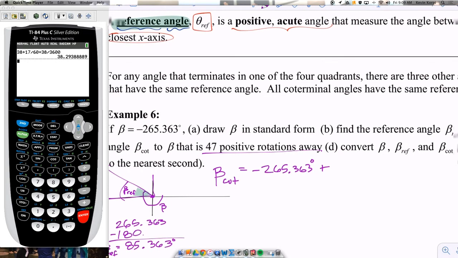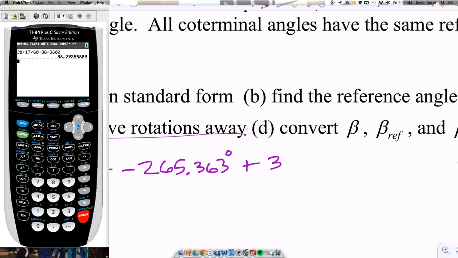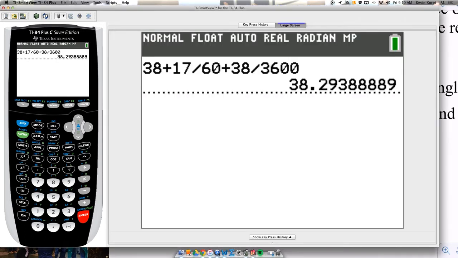So if you remember the definition from yesterday, it's going to be multiples of full rotations. How many degrees in a full rotation? 360. So it's going to be plus 360 degrees times 47. Now this is where the calculator can be very, very helpful. We're all out up here. I'll go ahead and do it up here so we can follow along.